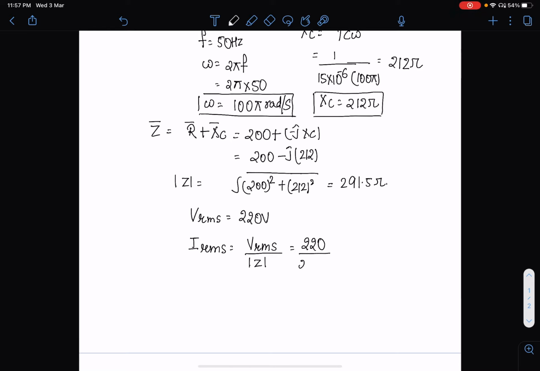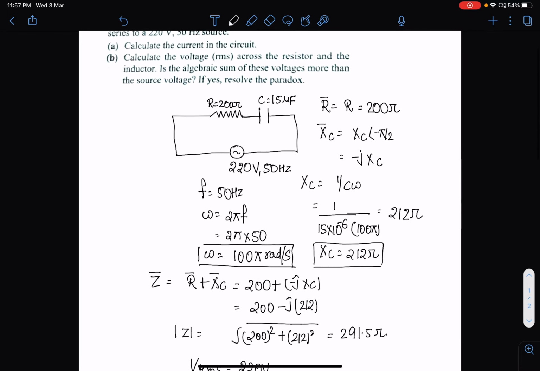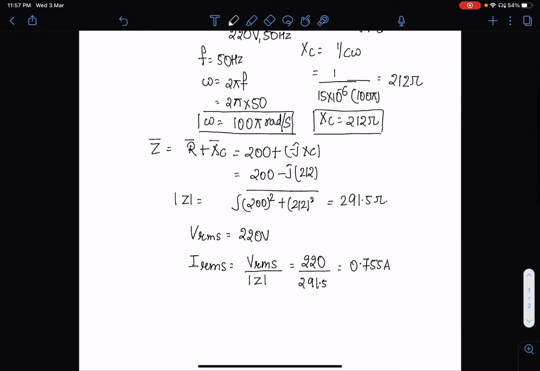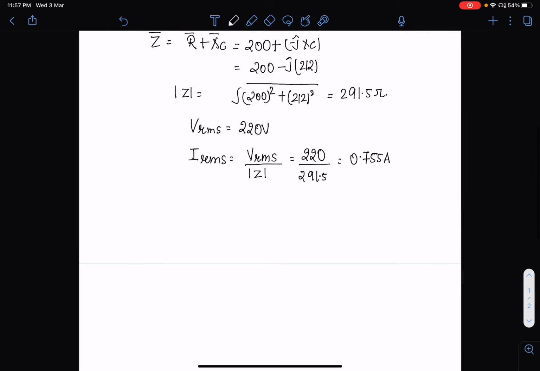of Z, impedance is 291.5. If you calculate this, its value will be 0.755 ampere. So this is our first answer, that is, IRMS is 0.755 ampere. Now the second part is very interesting. It is given, calculate the voltage VRMS across the resistor and the inductor. It is not inductor, it is actually capacitor. So basically we have to calculate the RMS voltage across the resistor and the capacitor.